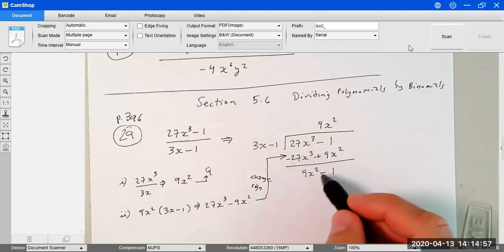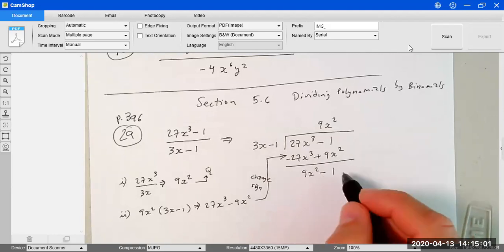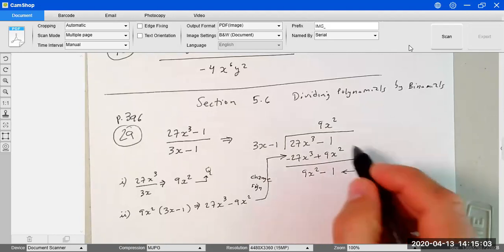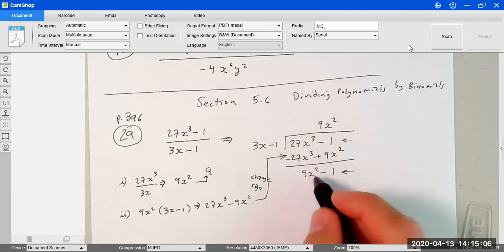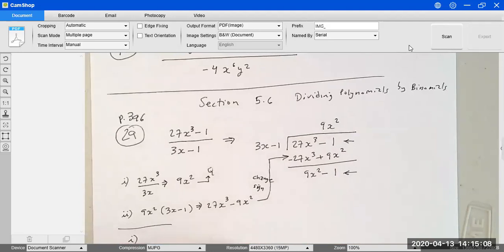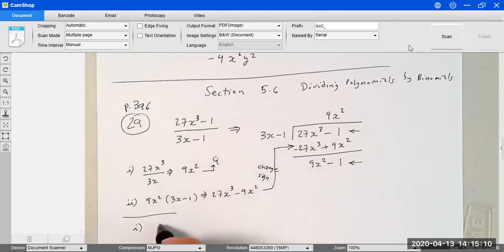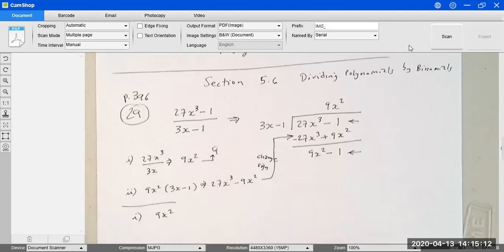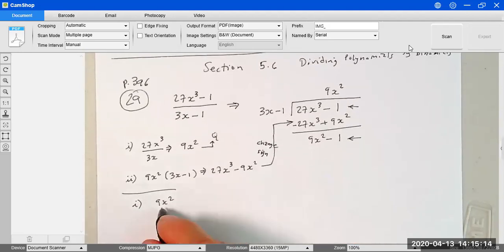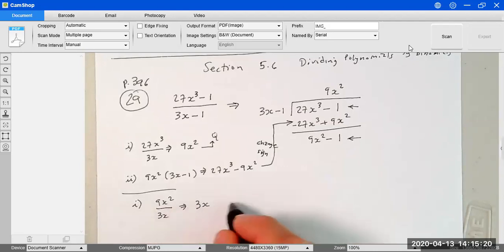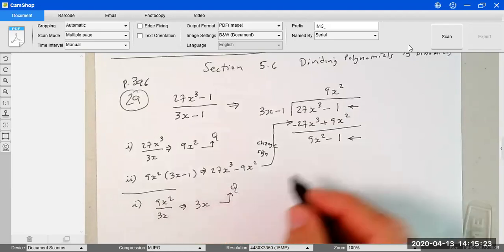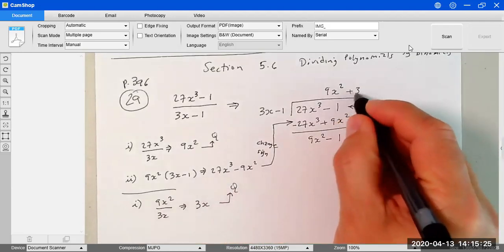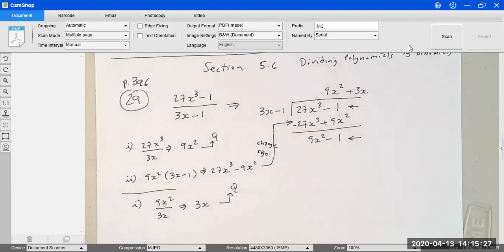So I'm just going to write them in the proper order, in descending order of powers. So now this is my new dividend. So my new dividend is going to be now with leading coefficient 9x squared, that's the leading coefficient of the new dividend, over the leading coefficient of the divisor. So this is going to be 3x that goes to the quotient. So I'm going to write here positive 3x.